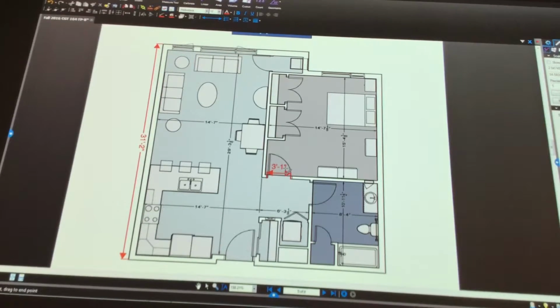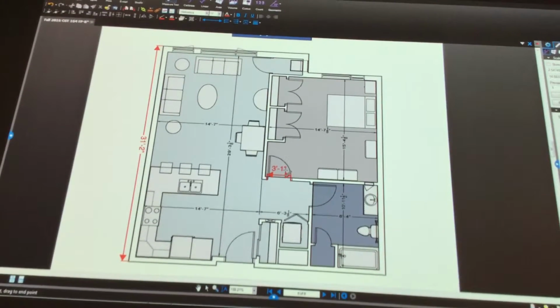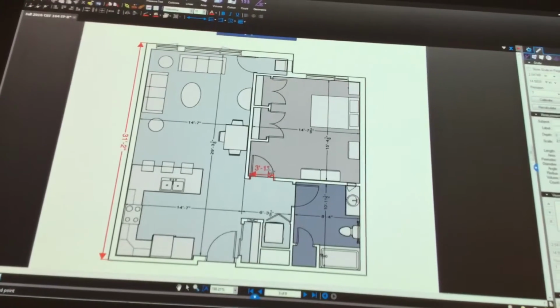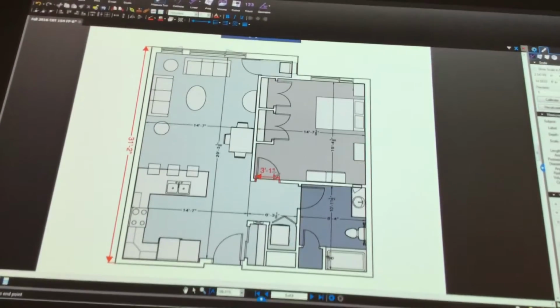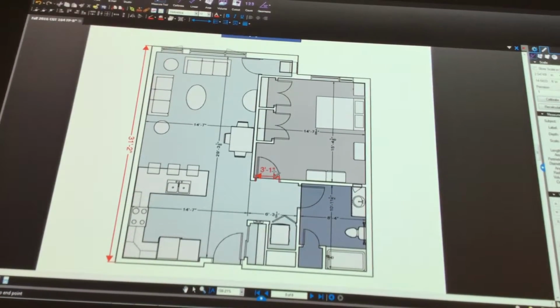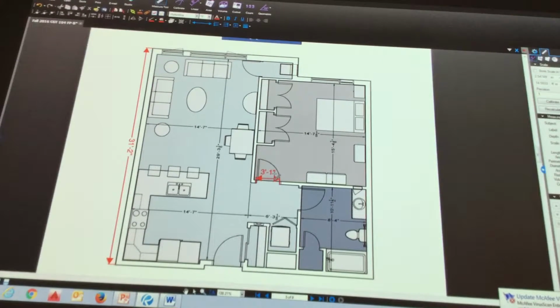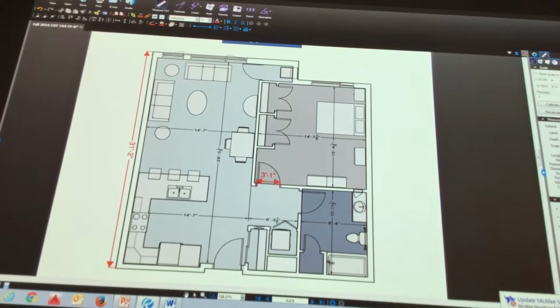Once you get to 36, then double doors take over, and it goes up in increments of 6 inches. Most of the double doors are either 4 foot, 5 foot, 6 foot, and so forth. They try to keep them in even foot increments. But that gives you a little bit of an idea on the doors.